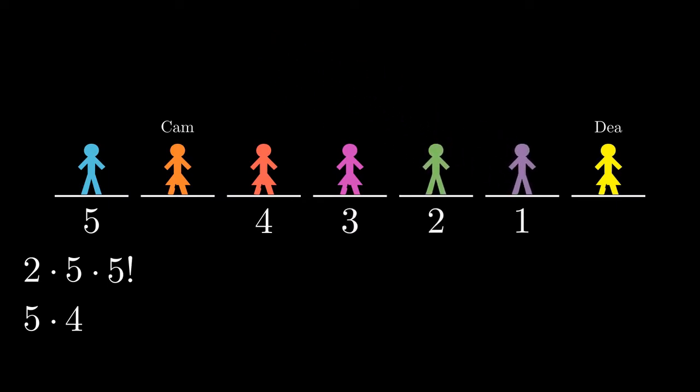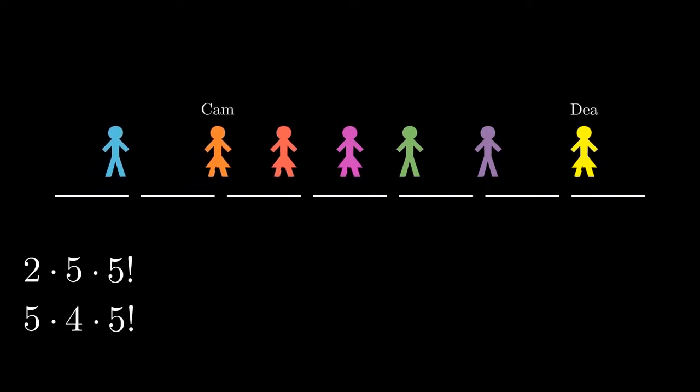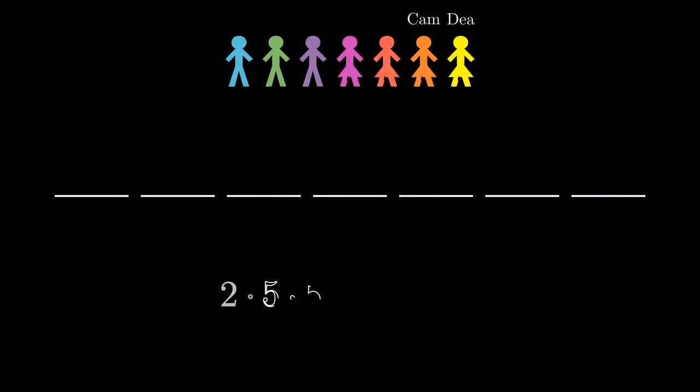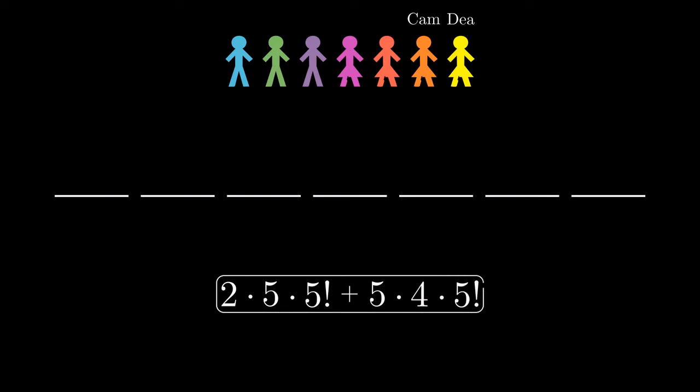Okay, so we have these 2 scenarios, and to get the total, we just add them up. Okay, so there you go. There you have it. I'm going to leave the calculator work to you. You might see that that's actually 30 times 5 factorial, if you want to simplify a little bit.